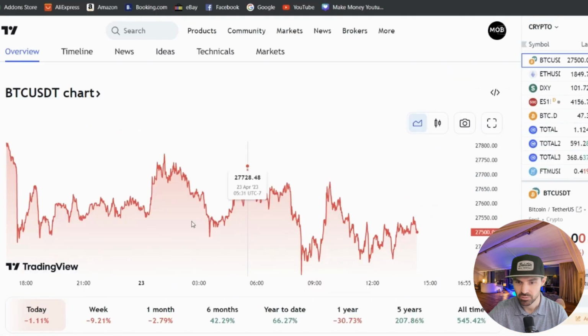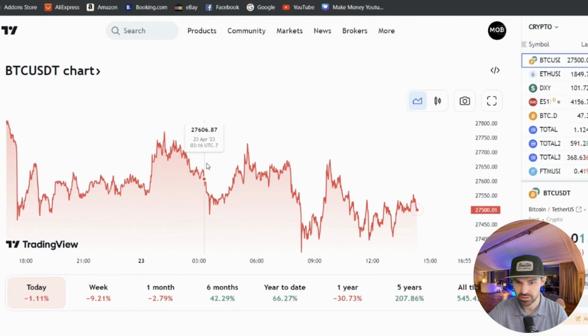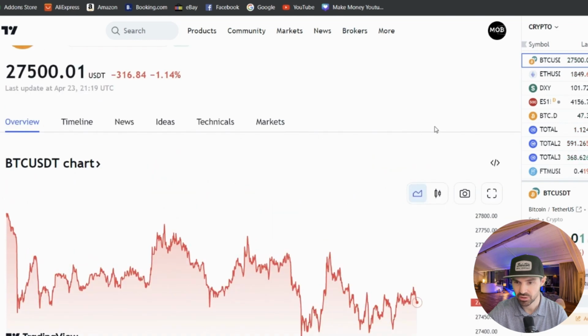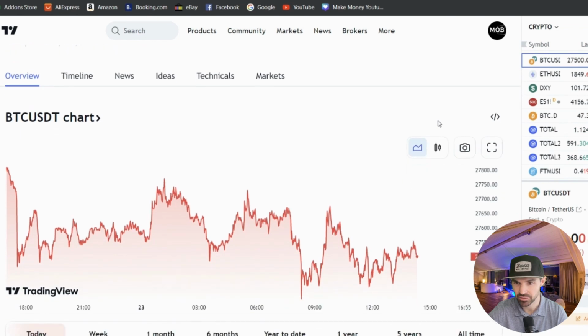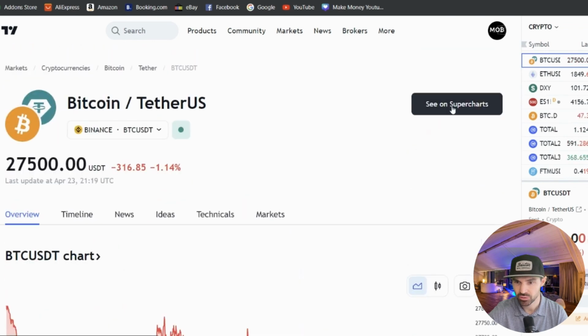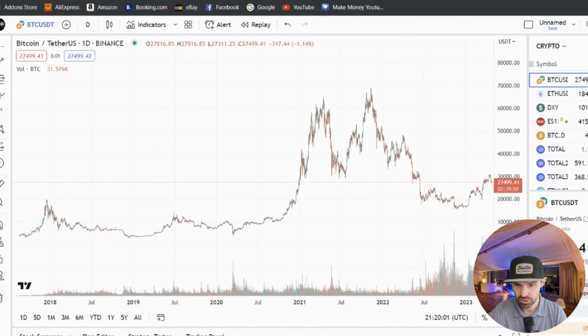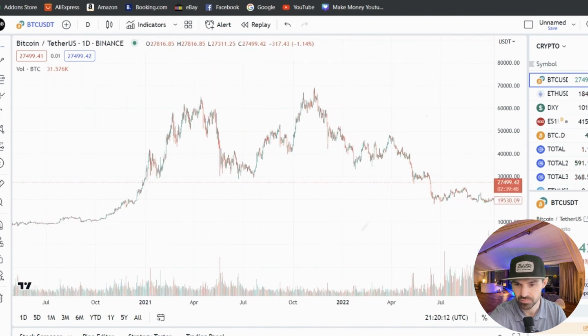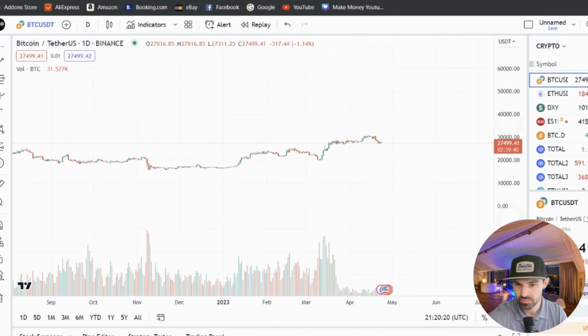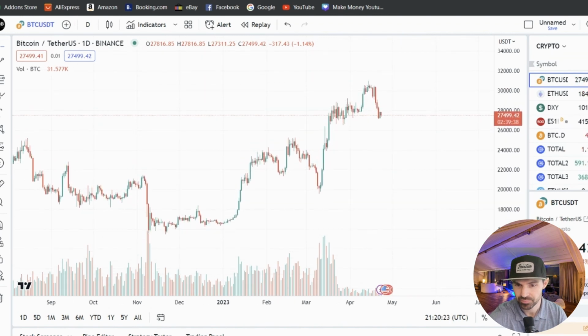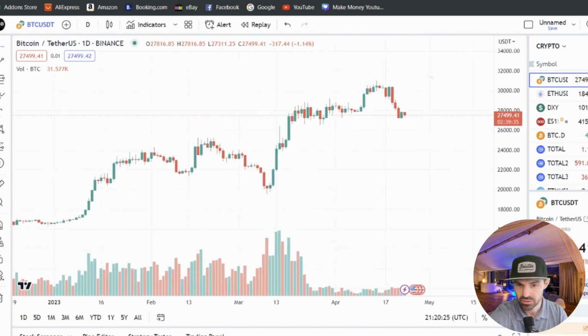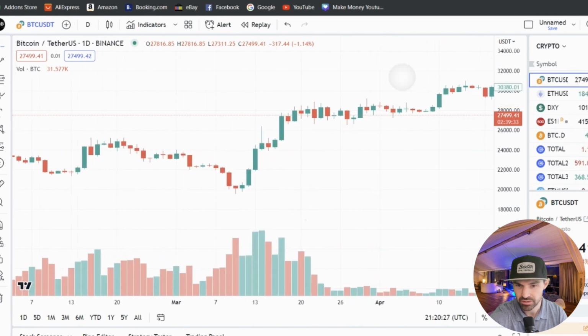You might be used to a chart pattern like this, where it just goes in a line. But to be a day trader, you have to use candlestick patterns. So we're going to go to Super Charts here. I'll just give you an overview. This is the Bitcoin chart going back to 2018. And as I zoom in here, you'll see each individual candlestick.